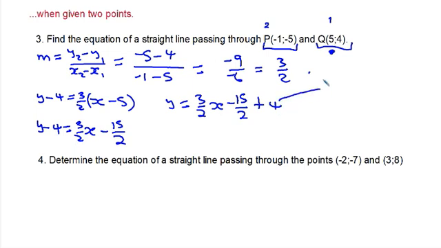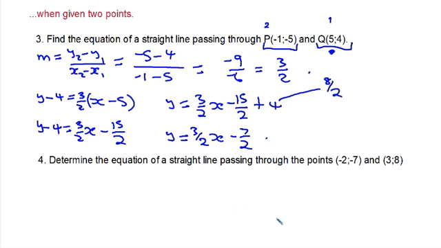This 4 can be written as 8 over 2. I want it to have the same denominator as this one, so we have negative 15 over 2 plus 8 over 2. That is equal to y equals 3 over 2x, minus 15 plus 8, that is negative 7, so it's minus 7 over 2. That is our equation there.